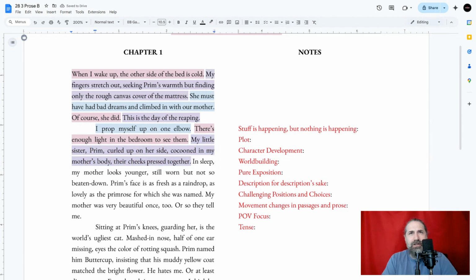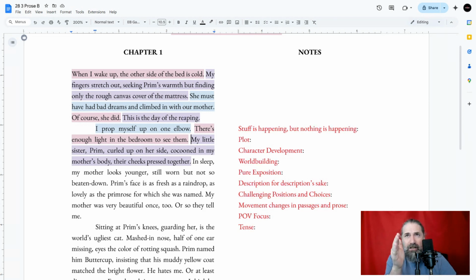Okay. My little sister Prim curled up on her side, cocooned in my mother's body, their cheeks pressed together. All right. So I prop myself up on one elbow, so she's still in her bed. There's enough light in the room to see them both. So this is sort of like world building because we're explaining that they live together in the same small room. Mother has one bed, she has another bed, both in the same room. That is confirmed by this longer sentence, which now is the character taking in what's happening. It's not description for description's sake, so you as the reader can understand what's happening.